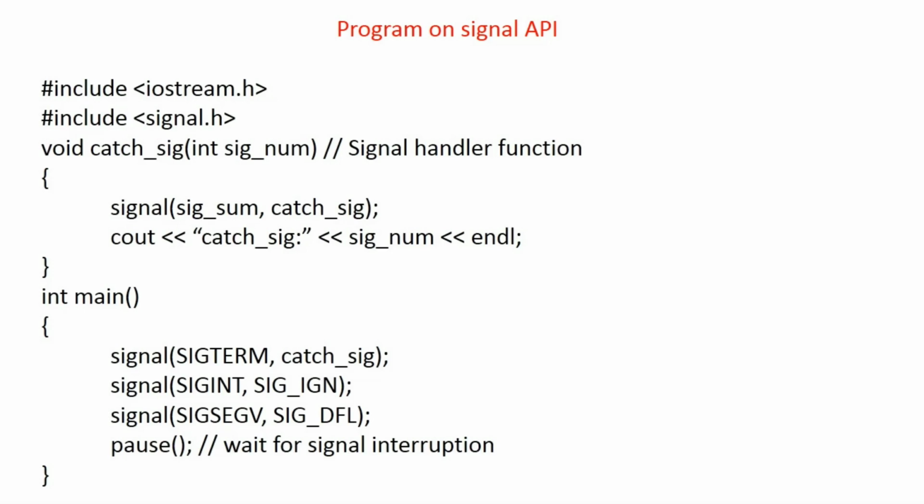And next one is pause, which is for waiting for a signal interruption. So this is one example of how to use the signal API to handle a signal when it is generated. So as you know, here there are three actions to be taken: to handle the signal by the user defined function, to ignore it, and to accept the default action.